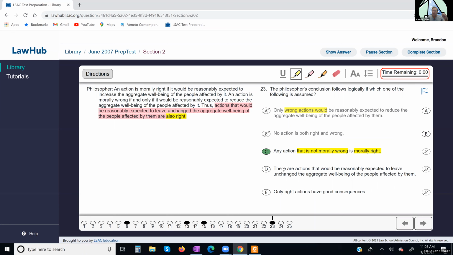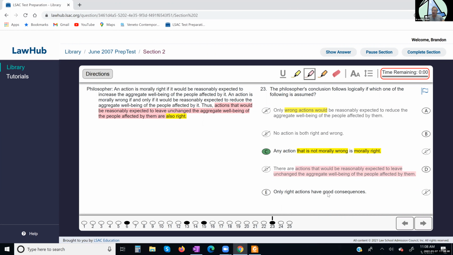D: There are actions that would be reasonably expected to leave unchanged the aggregate well-being of the people affected by them. So what they're saying in D is that we will in fact have pink actions. Basically what they're saying is we have examples. There are some examples of pink, but it doesn't tell us whether it's right or wrong. So that's why it would be incorrect. We needed it to prove that it's right.